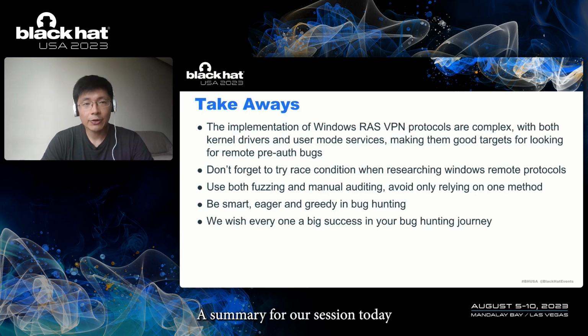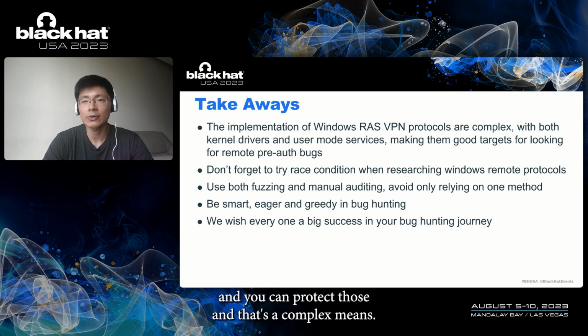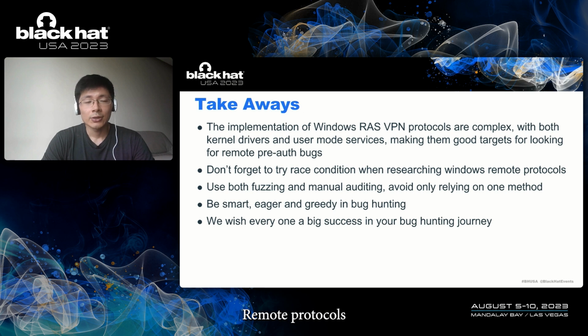Okay, a summary for our session today. We introduced the implementation of Windows RAS VPN protocols, and they are complex with both kernel drivers and user mode services, making them good targets for remote pre-auth bugs. And don't forget to try race condition when researching Windows remote protocols. Use both fuzzing and manual auditing. Avoid relying on only one method. Be smart, eager, and greedy in bug hunting.